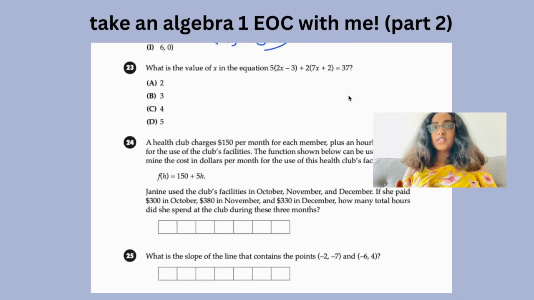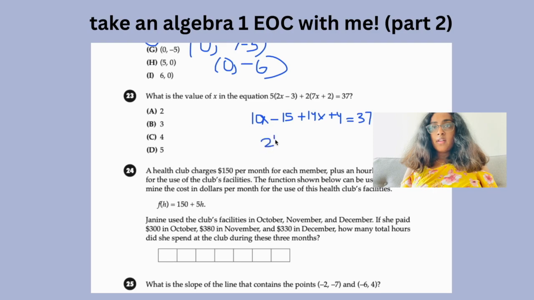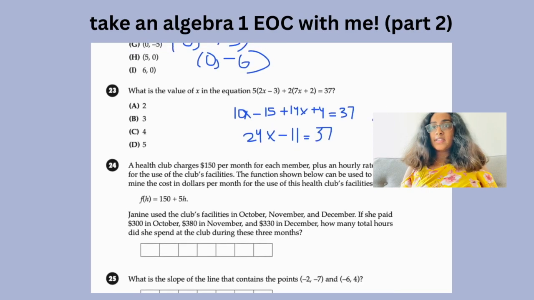What is the value of x in the equation shown? So this is just kind of like solving a normal equation. So yeah, let's keep going. So we would have 10x minus 15 plus 14x plus 4 equals 37. So we have 24x minus 11 equals 37. And then you do order of operations in reverse once again. I think you can see the pattern here. 24x equals 48. And then you would divide both sides by 24. x equals 2. Moving on.